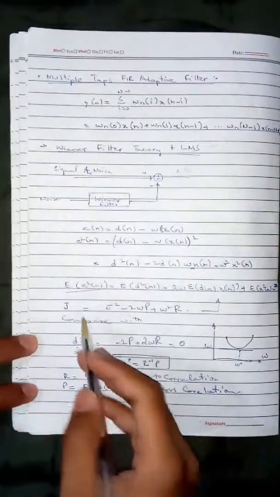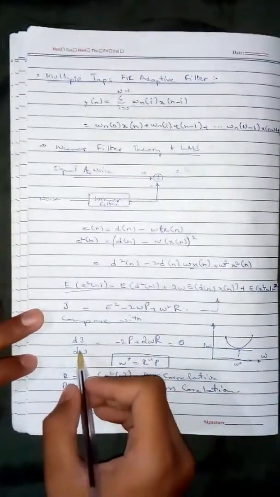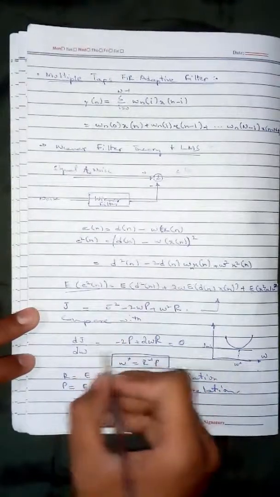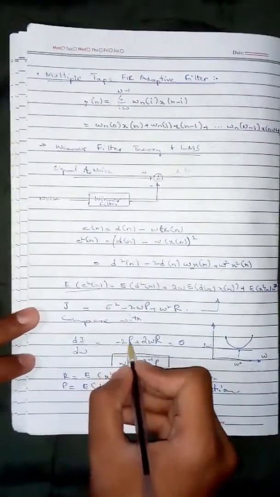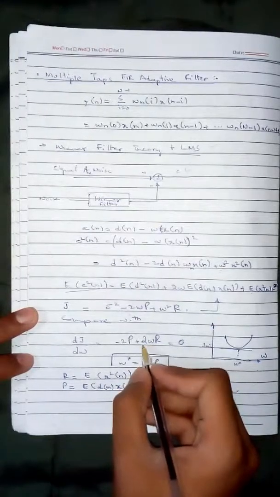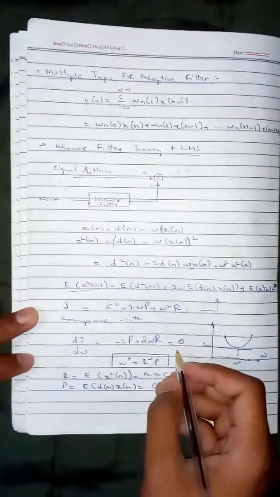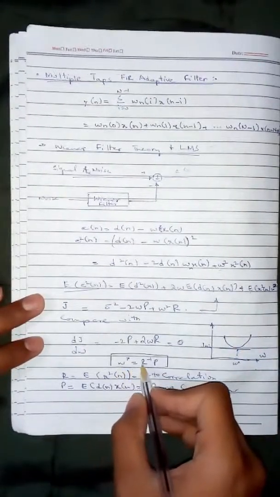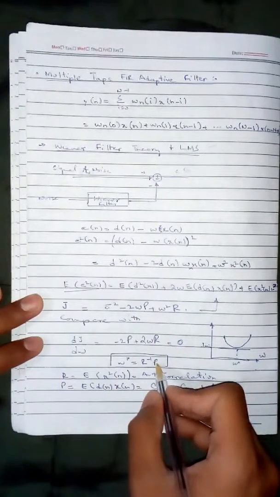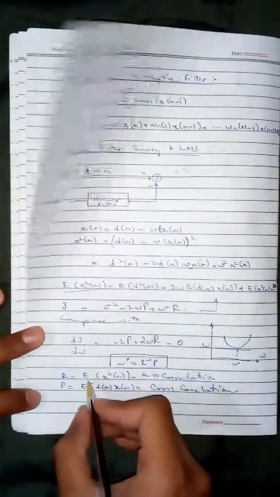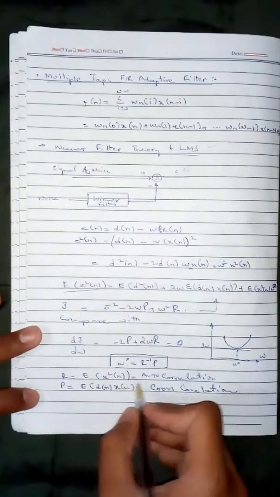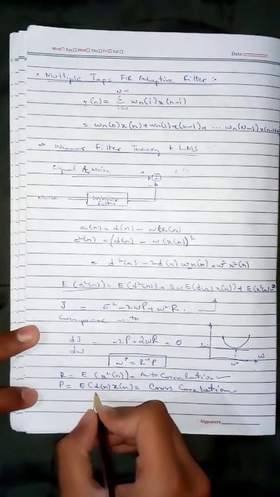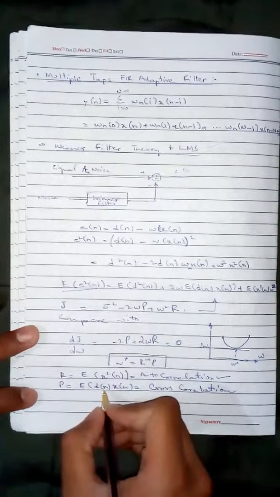So we take the derivative of this equation to get dj over d omega is equal to, with respect to omega we have to derive it, so we get minus 2p plus 2 omega r. We equate it to 0 to get the slope of this equation, so we get omega is equal to r inverse into p, where r is the representative of expected value of x square of n, that is autocorrelation, and p is represented by cross correlation, that is expected value of d of n into x of n.